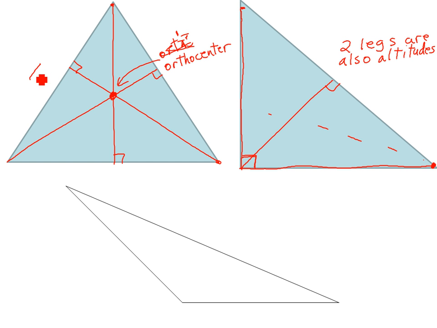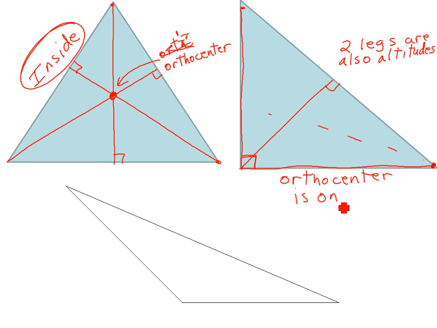Fell inside the triangle in this one for an acute triangle, but for a right triangle, the orthocenter is on the triangle. It's at the right angle. The orthocenter, where they all come together, is right there.